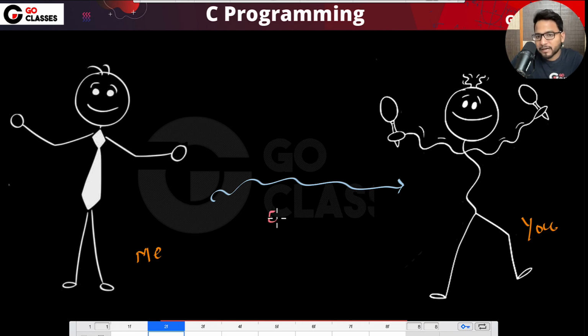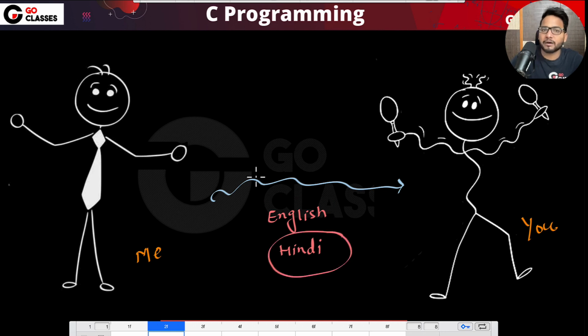Maybe that language could be English, maybe Hindi, based on whatever language we both are comfortable in. If we both are comfortable in English, I will communicate the same thing in English. If both are comfortable in Hindi, then I will communicate the same thing in Hindi. Now you will get to understand what I am saying, right? So this is the way of communication between two humans, because I am human, you are also human.